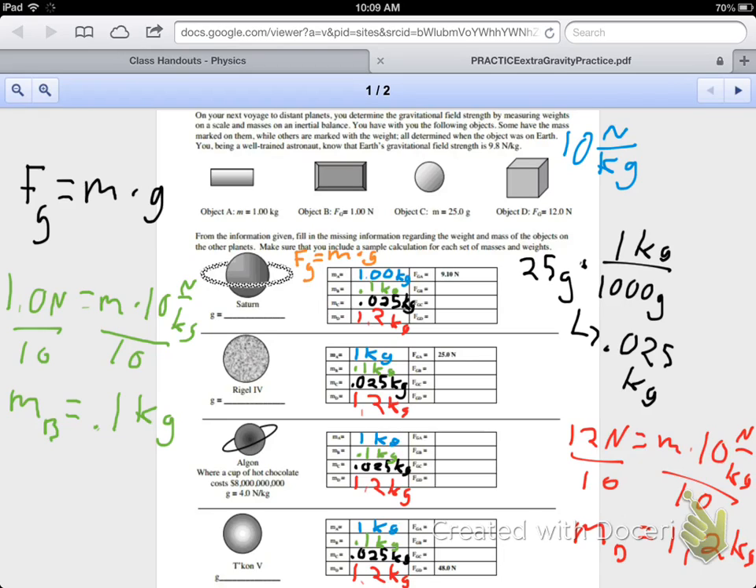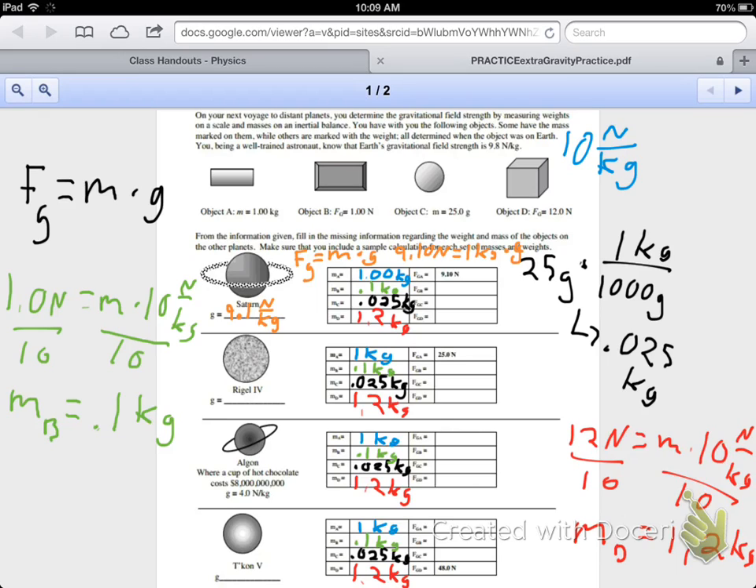So we can put in 9.1 newtons equals 1 kilogram times G. Divide 1 kilogram over, and we get 9.1 newtons per kilogram for G. So now for the rest of this one, since we know what the gravitational field strength is and we know the masses, you plug in your mass.